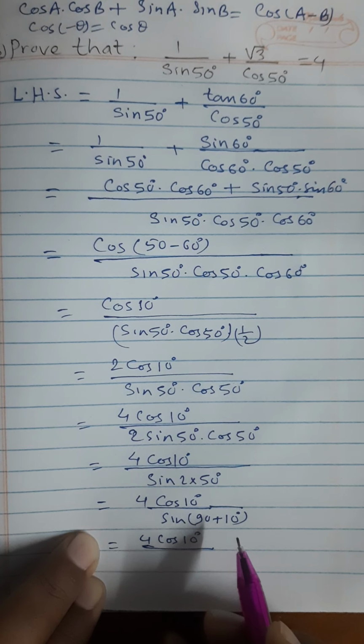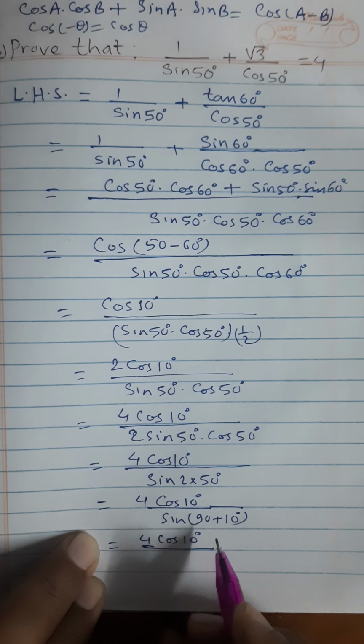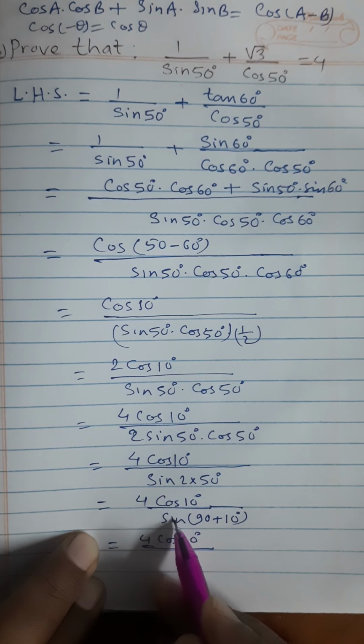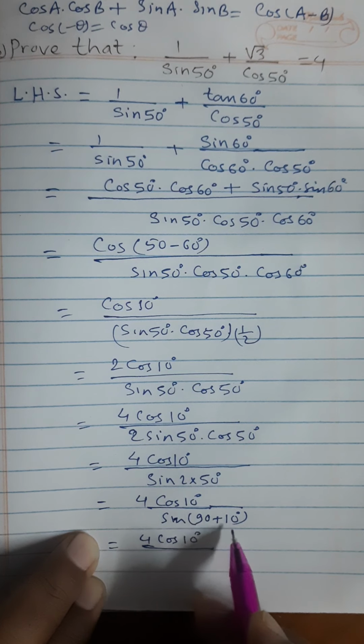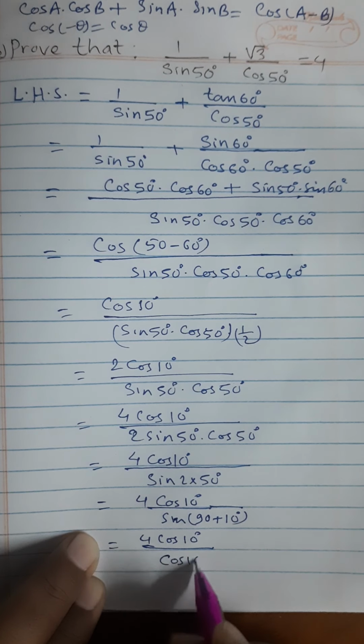plus theta. Formula is cos theta. So 90 only means 90 times 1. It is the odd multiple of 90. 90 times 1, that is odd multiple of 90. 1 is odd. So if there is odd multiple of 90, then sine changes to cos. And as it lies in the second quadrant, 90 plus something, in second quadrant sine is positive, so it will be cos 10 degree.